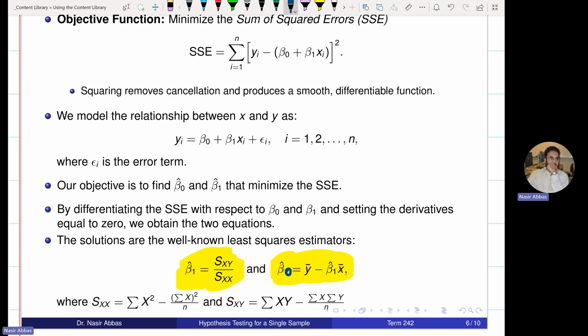We try our best to keep it linear by transforming it to linear, but if it's impossible to transform to linear, we go to nonlinear. But there are many nonlinear models which can be transformed to linear and then fit this kind of regression. For those, go and register STAT 310. The name of the course is linear regression.